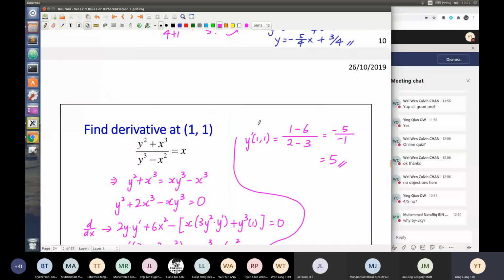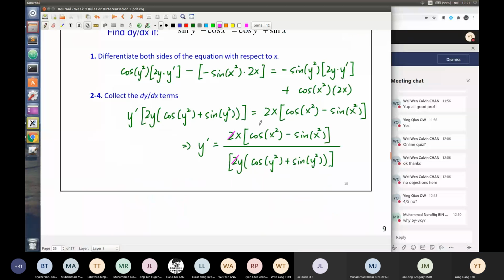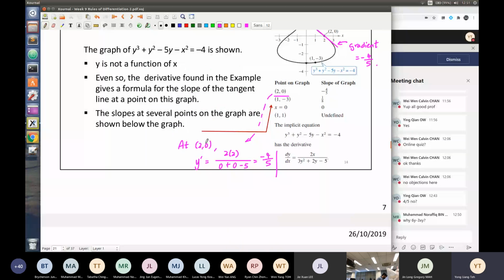I suspect I might have, let me see here. Yes, this would be more accurately written as y prime as a function of x and y, because it not only contains x, it also contains y. So let me correct myself here: y prime as a function of x and y. Same for this one.